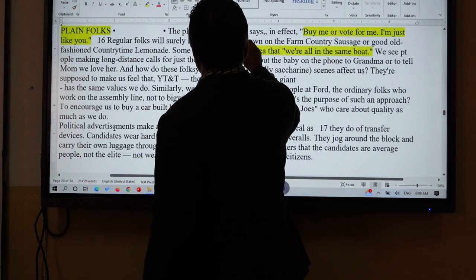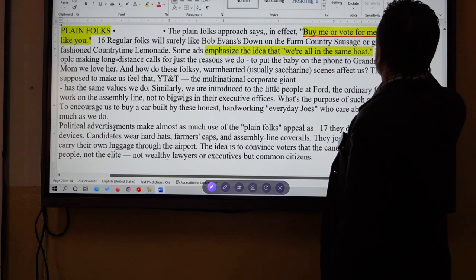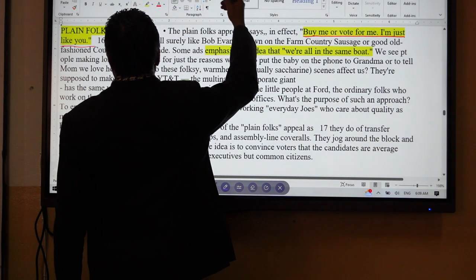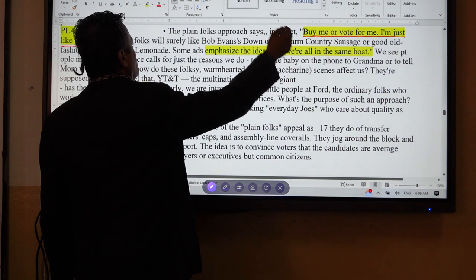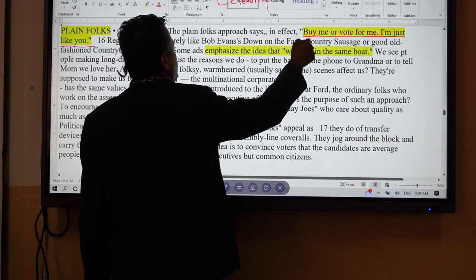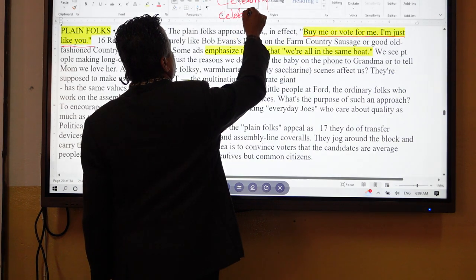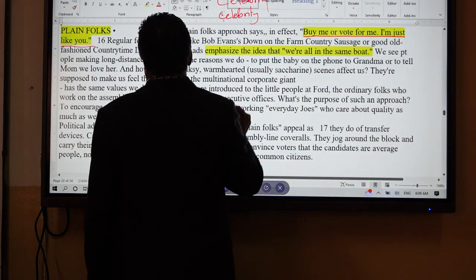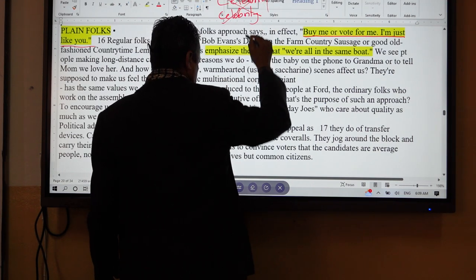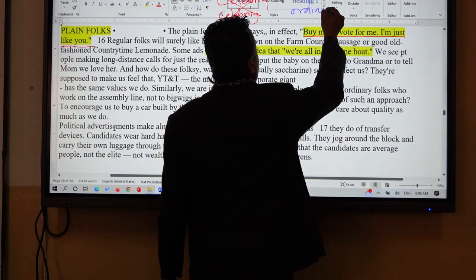The plain folks approach says, in effect, buy me or vote for me, I'm just like you. In transfer, you bring a celebrity to advertise, right? In testimonial also, you bring a celebrity who says that they are using that product. But in plain folk, you are not using a celebrity. In plain folk, you are using ordinary people to advertise a product.